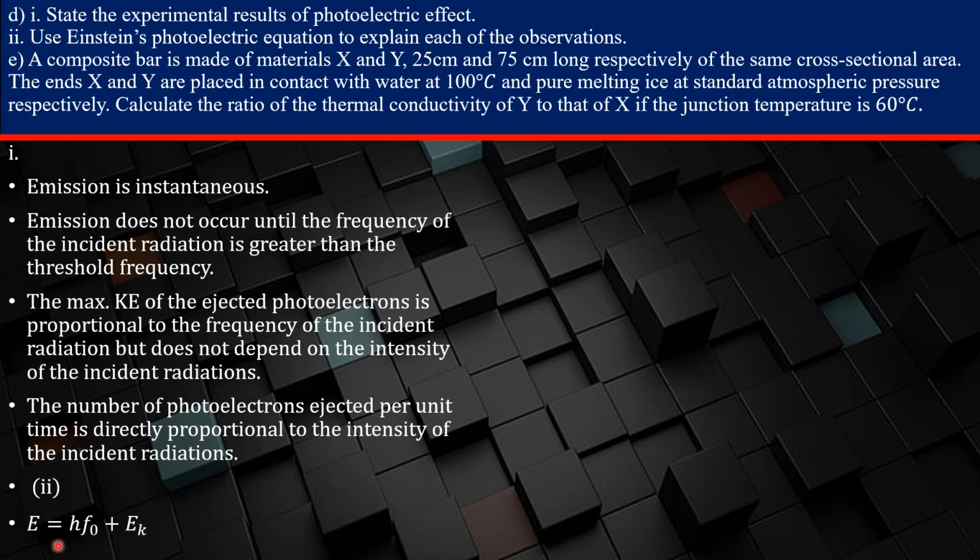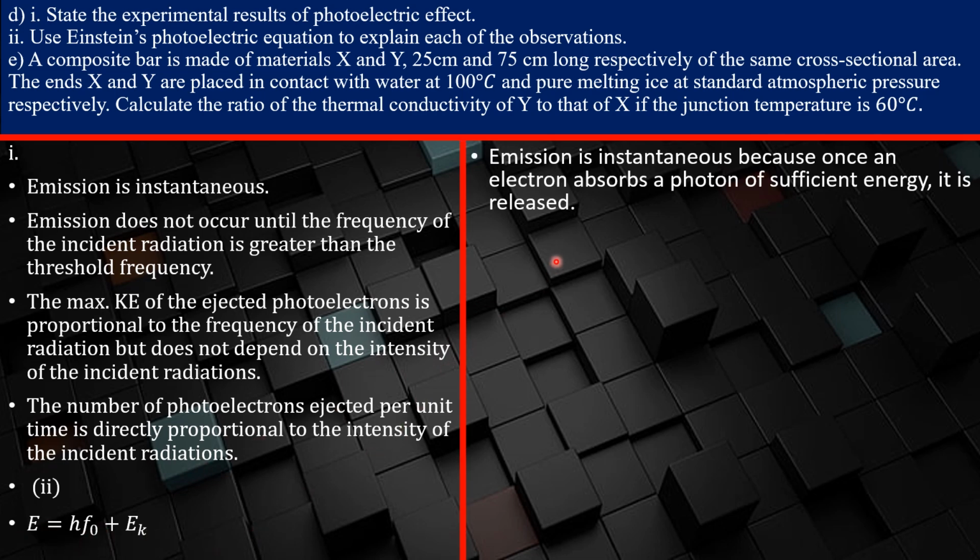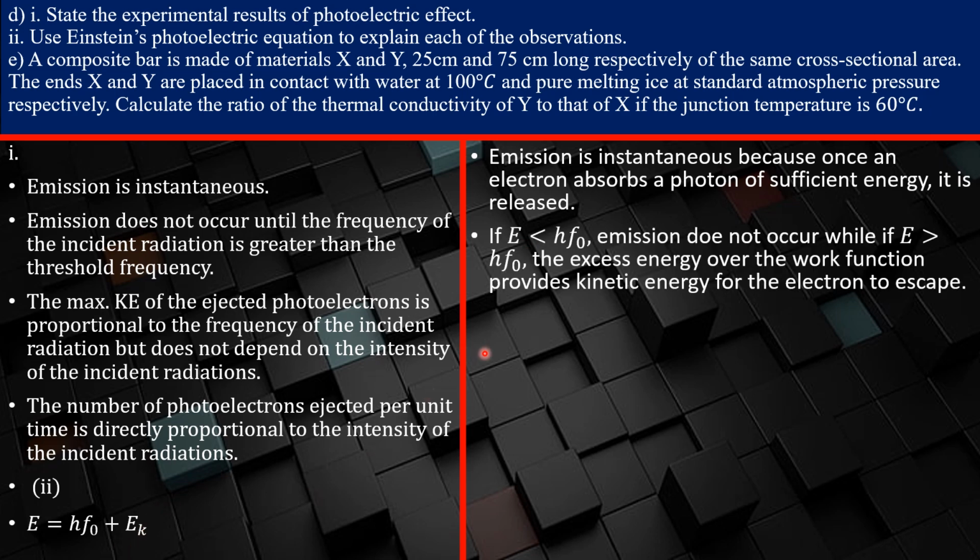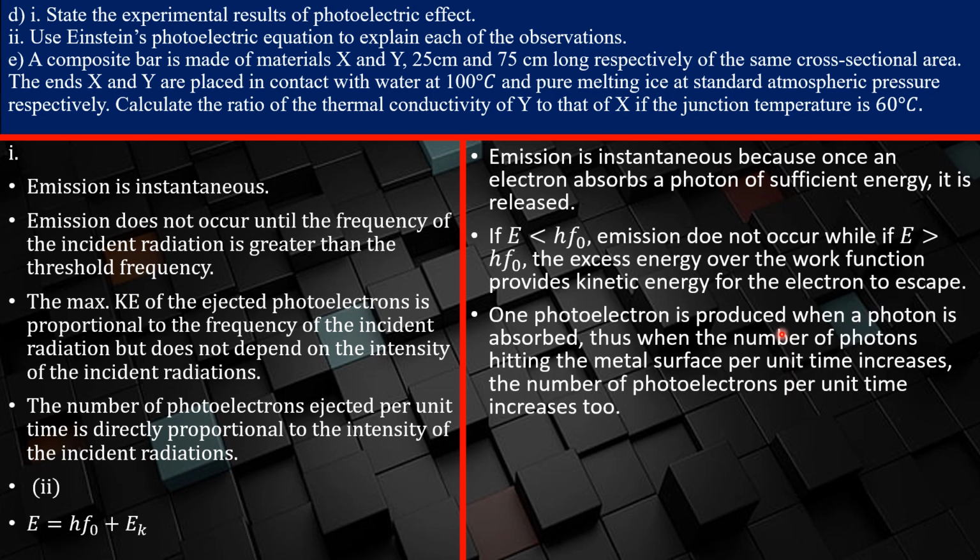Okay, photoelectric equation: E equals hf0 plus EK. So you realize that emission is instantaneous because once an electron absorbs a photon of sufficient energy, it is released. All right, good. So that's it right there. Then if E is less than hf0, emission does not occur, while if E is greater than hf0, the excess energy over the work function provides kinetic energy for the electron to escape. And then one photoelectron is produced when a photon is absorbed.